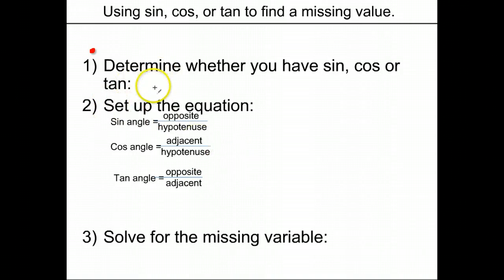Once you've decided which you need to use, you would set up the equation just like this. If it's sine you're using, you would write sine of angle, and here you would either put the measure of your angle, or if you don't know the angle, you would put its variable. Equals, and then you put your length here. And then we use algebra and our calculator to solve for the missing variable.